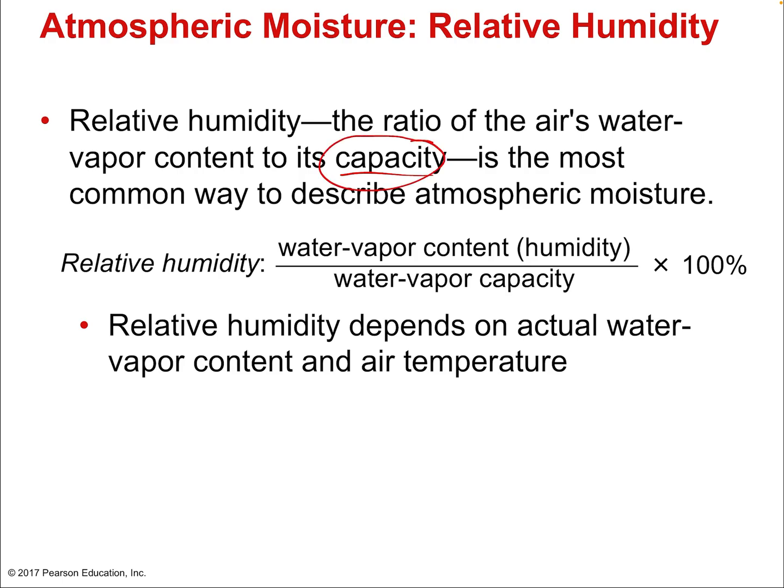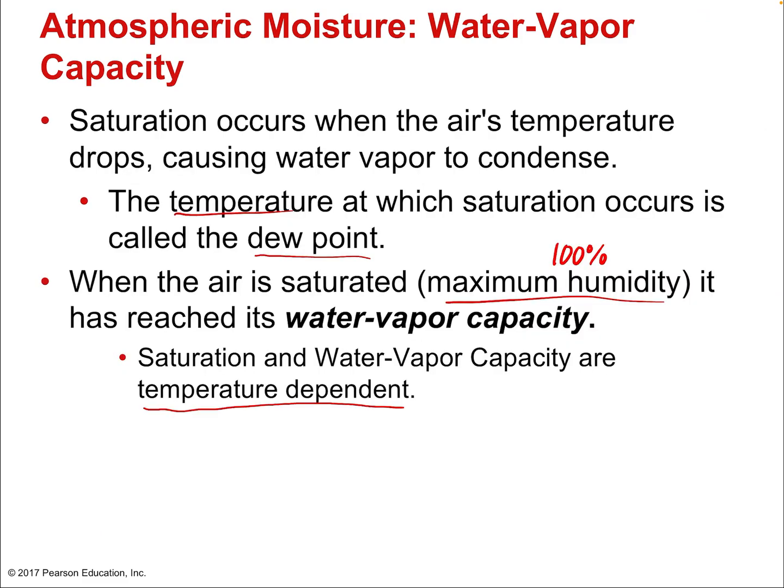Relative humidity is water vapor content, which is absolute humidity, divided by water vapor capacity, multiplied by 100 to make it a percentage, okay? Relative humidity depends on the actual water vapor content and air temperature. It's this active value. It's an instantaneous value. It applies to the current conditions. And by the way, a moment ago when I said 100% for maximum humidity, that would actually be only for maximum relative humidity. Because recall, humidity was actually volume per volume, right? It's not related to the current capacity. So it's actually not measured in a percent. It's a ratio.